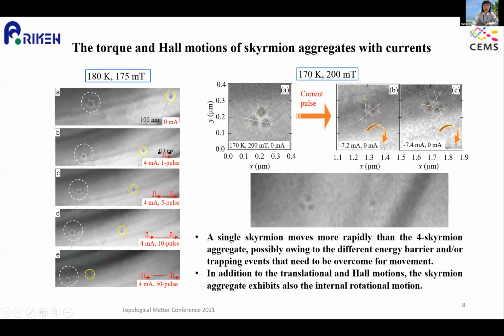So we also examine the few-skyrmion cluster shown here. This is a four-skyrmion cluster accompanied by a single skyrmion. Here we keep the pulse current strength fixed and just increase the number of pulses. You can clearly see the single skyrmion moves faster than the cluster.